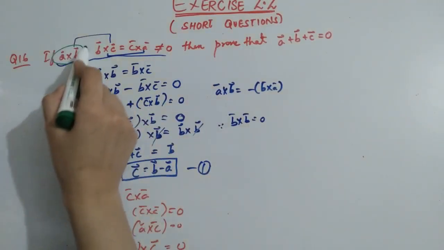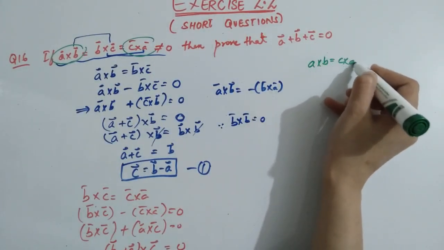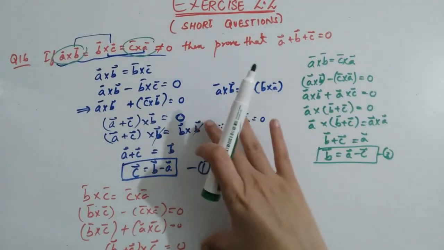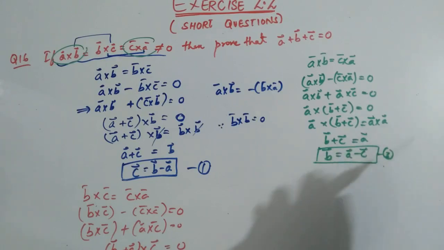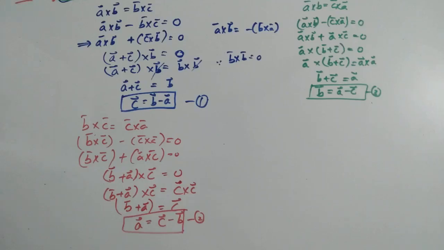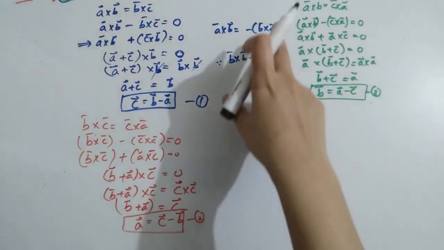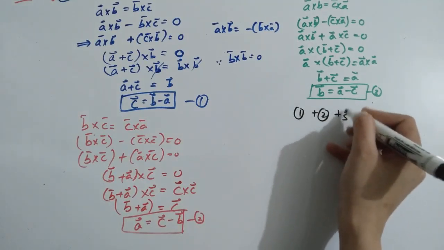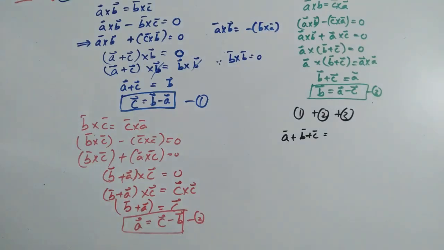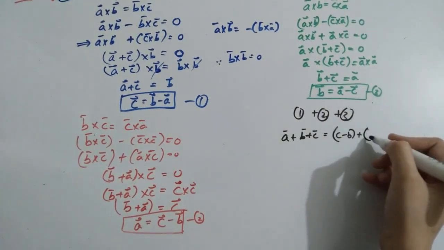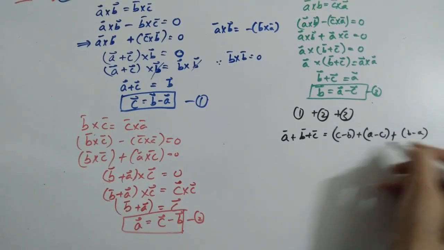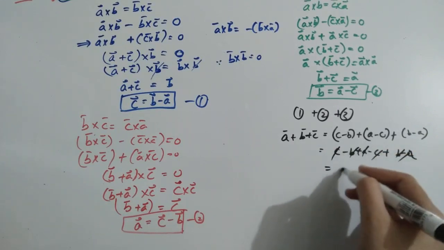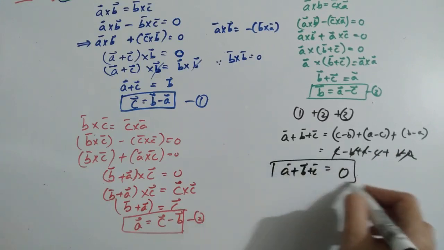Now taking the equality of these two, you can write a cross b equals c cross a. Similarly, solving this equality by the method you have to solve, you will get b equals a minus c. Now from 1, 2 and 3 you have values of a, b and c. Now you have to prove that the sum of these three vectors equals 0. So add these three equations, 1 plus 2 plus 3, you will get a plus b plus c equals, putting values, c minus b plus a minus c plus b minus a. You see that they all will be cancelled out and you will get the answer 0. Hence proved that a plus b plus c equals 0 under this condition.